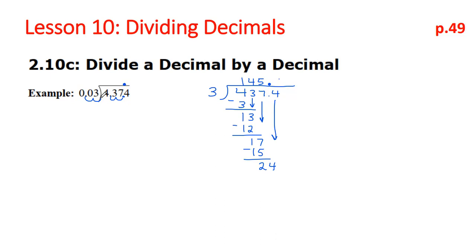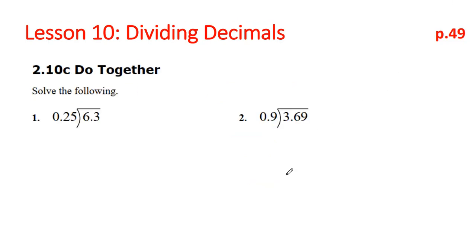3 goes into 24 8 times. 8 times 3 is 24. And we get a 0 remainder, which is what we want. That means our decimal has now terminated. So when we look at 4.374 divided by 0.03, our answer is 145.8. So we can do a few more questions together.